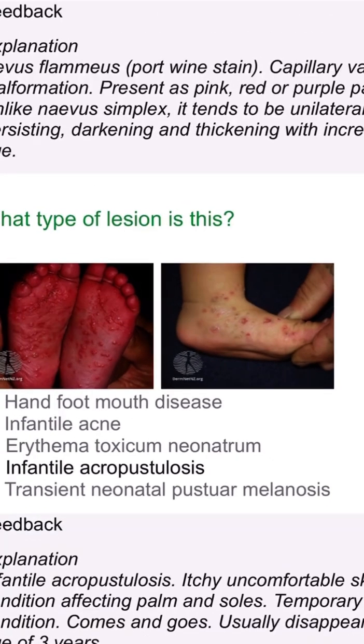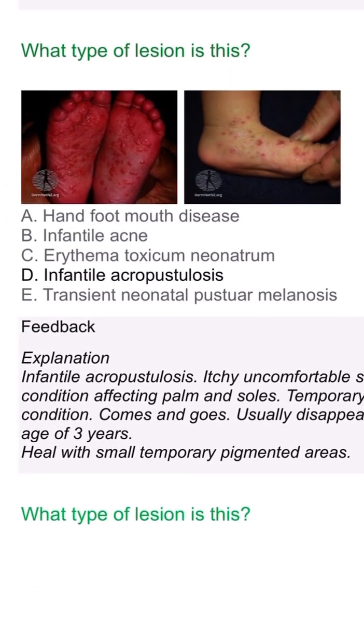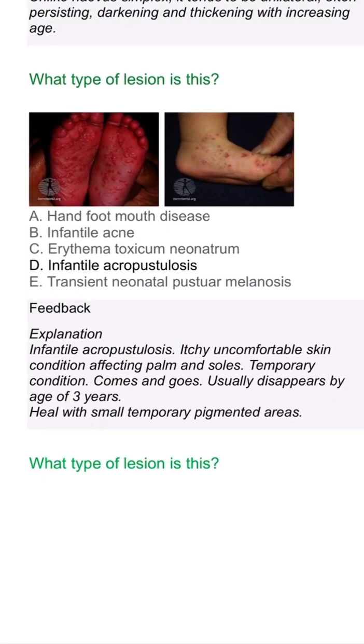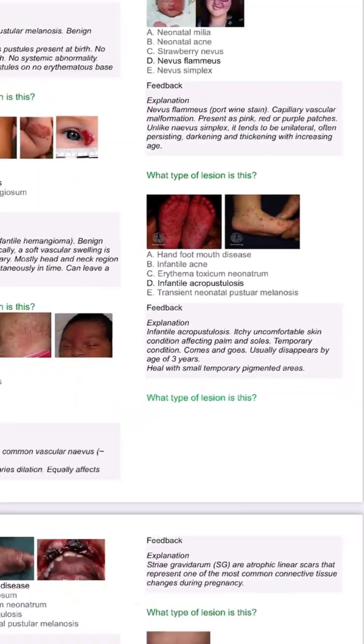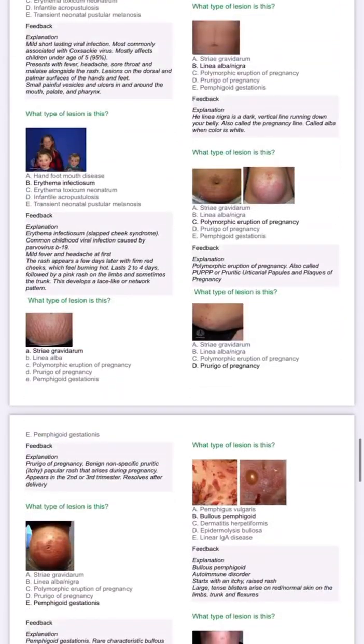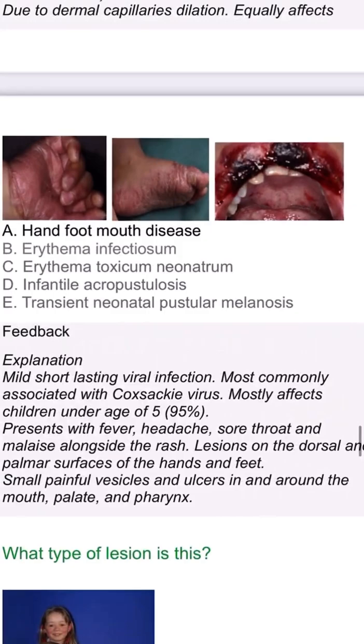Infantile acropustulosis. Infantile acropustulosis is an itchy, uncomfortable skin condition affecting the palms and soles. It is a temporary condition that comes and goes, usually disappearing by the age of 3 years. It heals with small temporary pigmented areas. Okay. Which type of lesion is this?